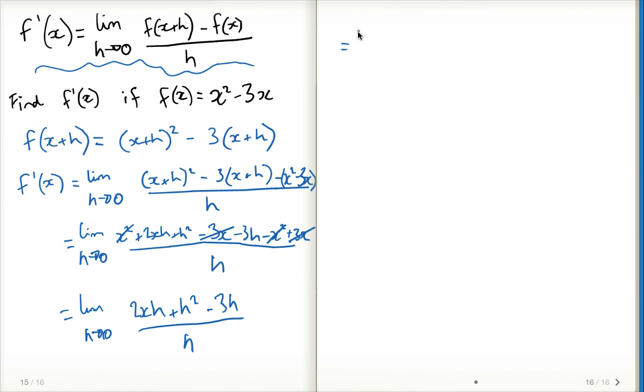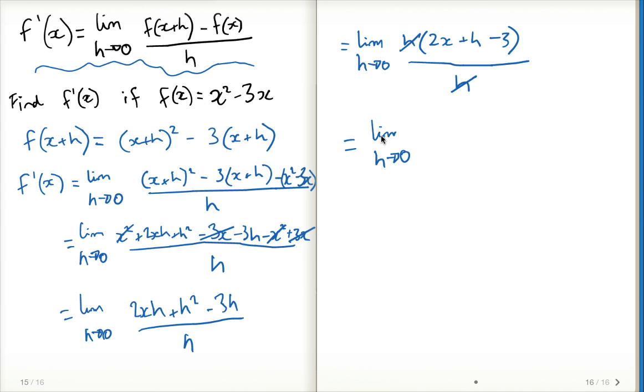Okay, let me come up here. If I simplify that a little bit, the limit as h approaches 0, let's take h out: 2x plus h minus 3. Okay, I've just taken h out of that top line, divided by h, and then I can cancel these two out. So almost there, I'm saying that my gradient function, as the limit of h approaches 0, is 2x plus h minus 3.